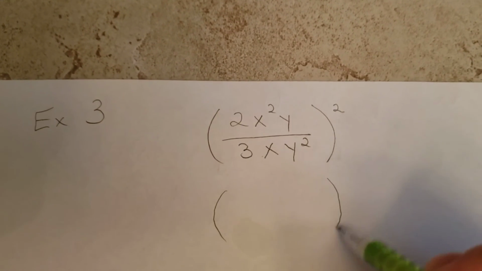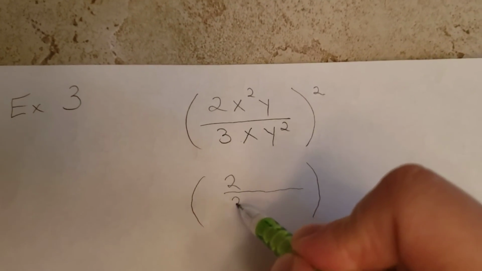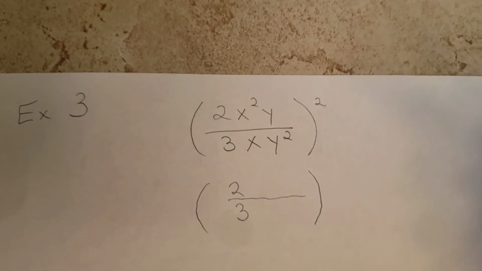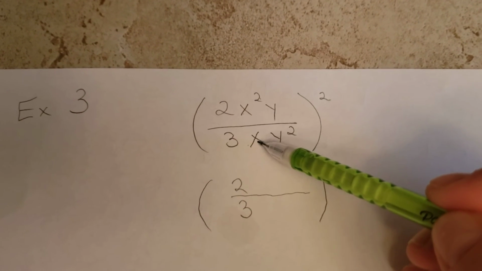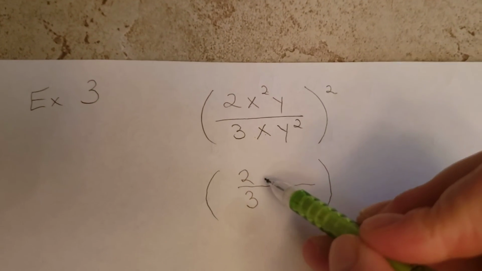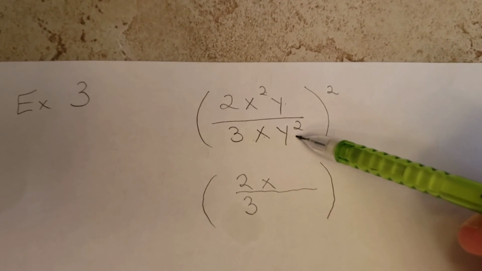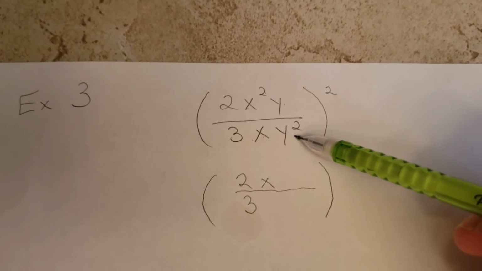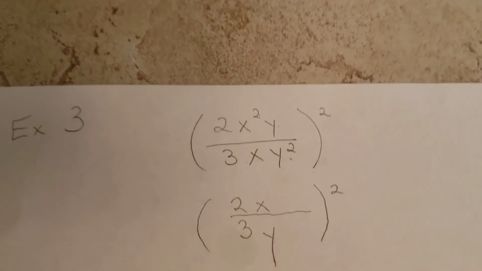So let's think about this for a second. First of all, with my coefficients 2 and 3, they're not going to simplify anymore. So I'm going to leave that 2/3. Now let's think about this. I have x times x over x. So how many x's are left and where are they? There's one x left and it would be in the numerator. My y's, I have y divided by y times y. So where's my leftover y? In the denominator.